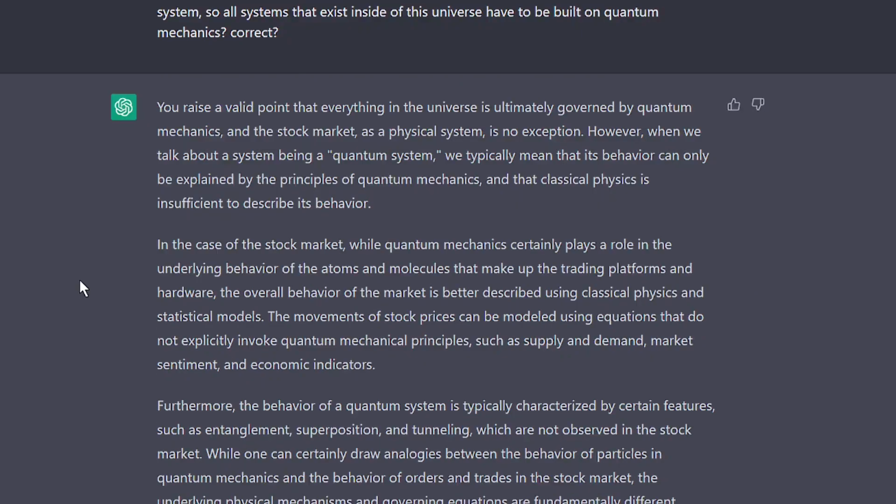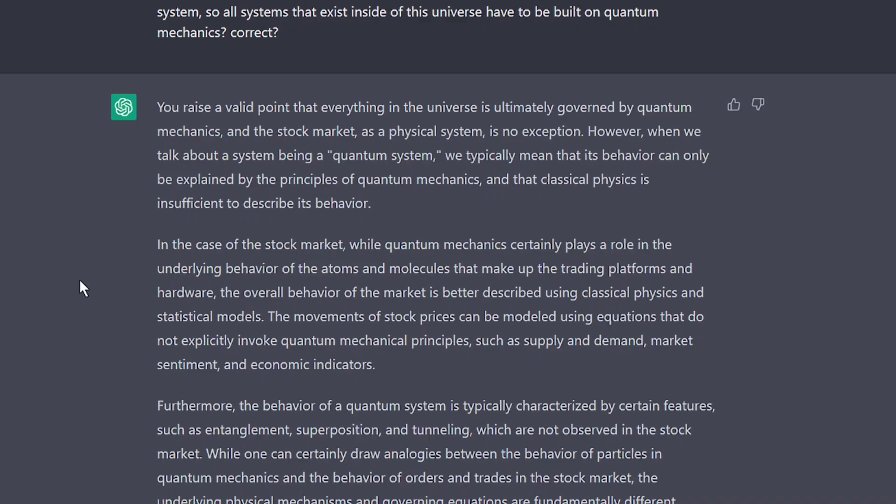You raise a valid point that everything in the universe is ultimately governed by quantum mechanics, and the stock market as a physical system is no exception. However, when we talk about a system being a quantum system, we typically mean that its behavior can only be explained by the principles of quantum mechanics, and that classical physics is insufficient to describe its behavior. In the case of the stock market, while quantum mechanics certainly plays a role in the underlying behavior of the atoms and molecules that make up the trading platforms and hardware, the overall behavior of the market is better described using classical physics and statistical models.